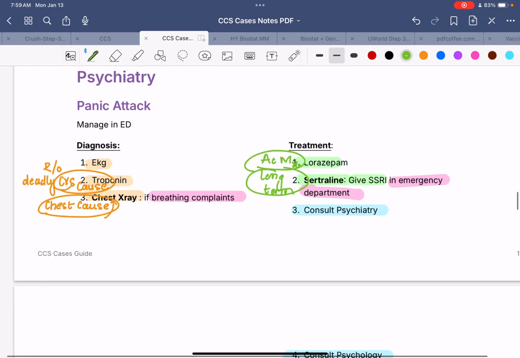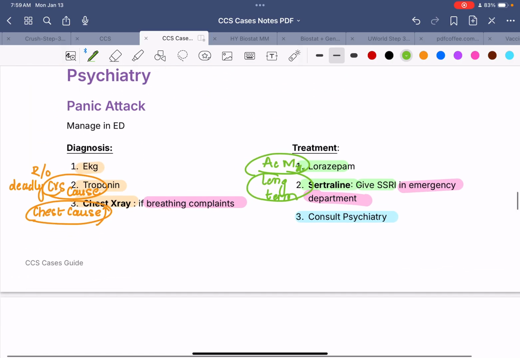Psychiatry, panic attack. So of course, panic attack is going to be managed in the ED, and for the diagnosis, of course, you are going to rule out the other causes because it is a diagnosis of exclusion. So rule out any deadly CVS or pulmonary causes. That would include doing an EKG, a troponin, and a chest X-ray if the patient has some sort of breathing complaints. Next off, we have the treatment.